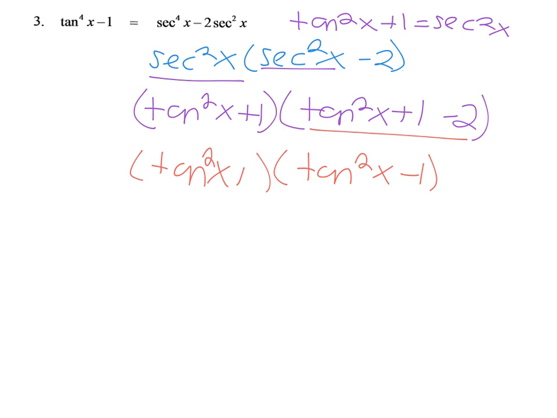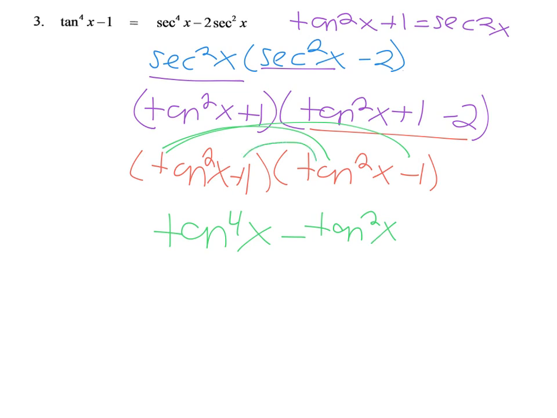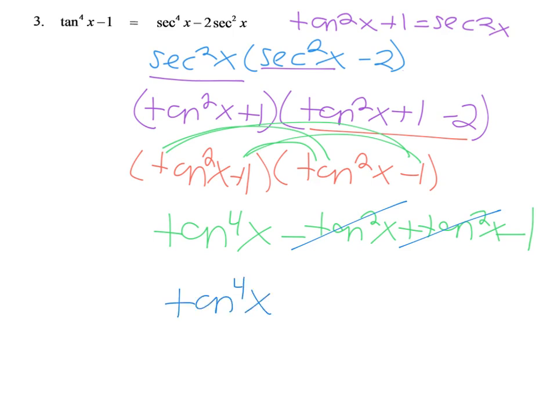And then if I wanted to get to my tangent to the fourth, I'm going to see if that will happen when I FOIL this, since I have two binomials. So if I do tangent squared times tangent squared, I'll get tangent to the fourth. Tangent squared times negative 1 will be minus tangent squared. Positive 1 times tangent squared will be positive tangent squared, and 1 times negative 1 is negative 1. So then the negative tangent squared and positive tangent squared will cancel, leaving me with tangent to the fourth minus 1. And that is what my left-hand side is. So QED, we are done.